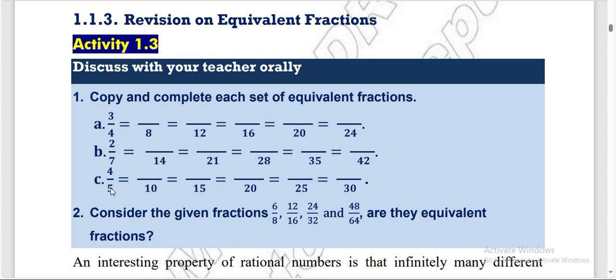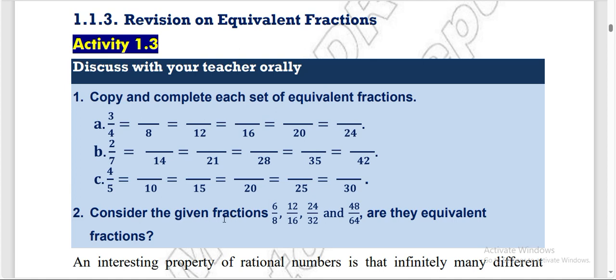C: 4 over 5 equal to x over 10, which means cross: 4 times 10 is 40, equal to 5x, so x equal to 8. We can get it easily by using cross multiplication. 8 over 10, 12 over 15, 16 over 20, 20 over 25, 24 over 30 is the answer.